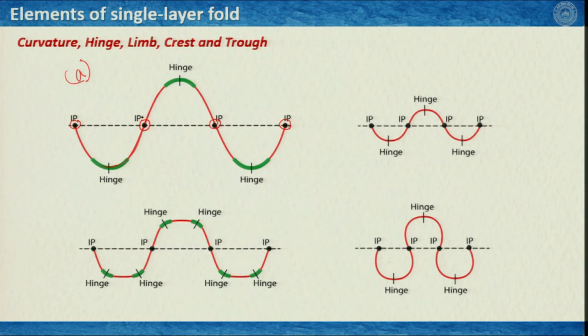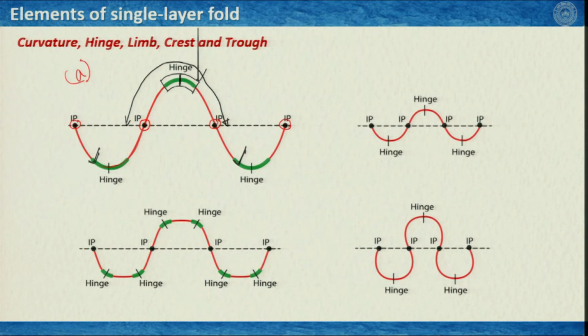Now, if I consider this segment from here to here of this fold, then I see that there is a particular point where the curvature is maximum, and this point is known as the hinge point. And around this hinge point, we have a small segment of this fold where the line is mostly curved, and the green areas here, here and here are known as hinge zones.